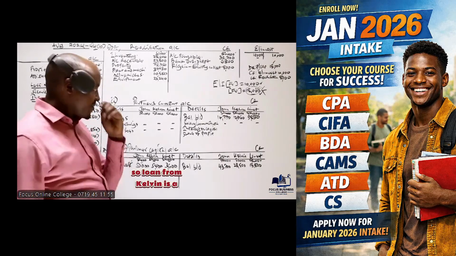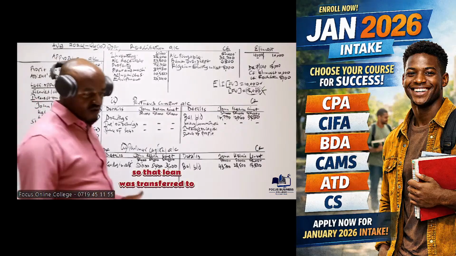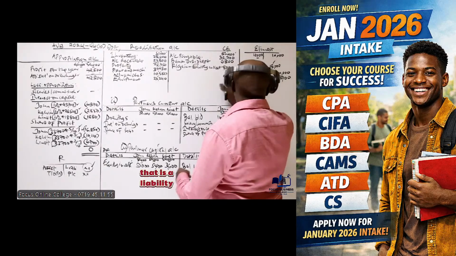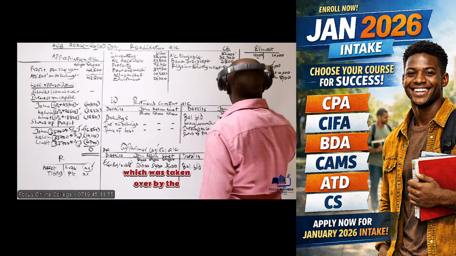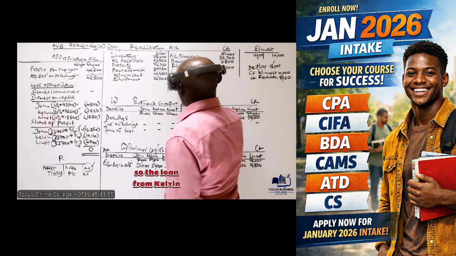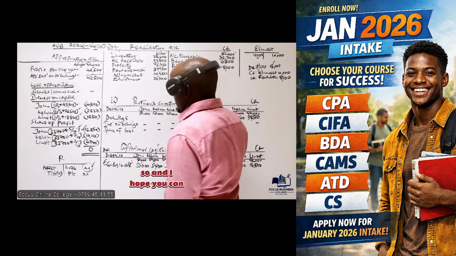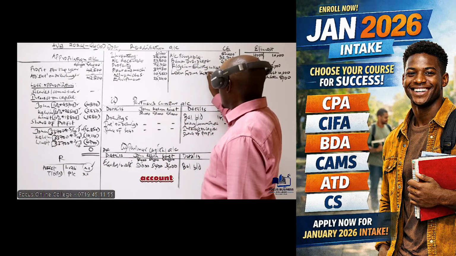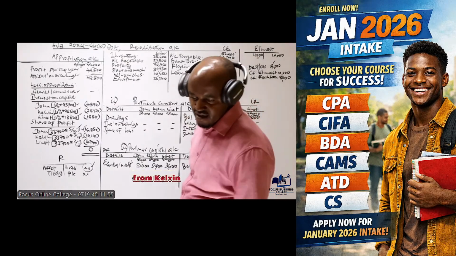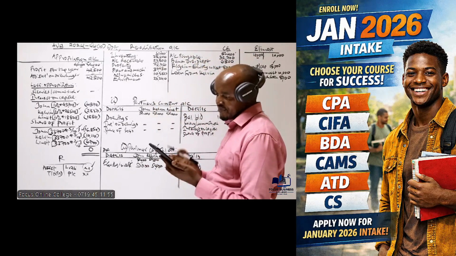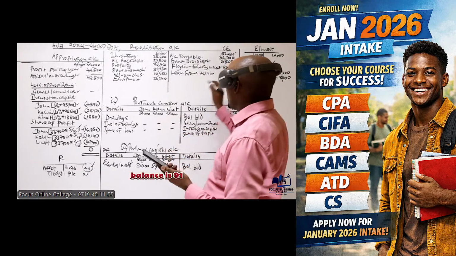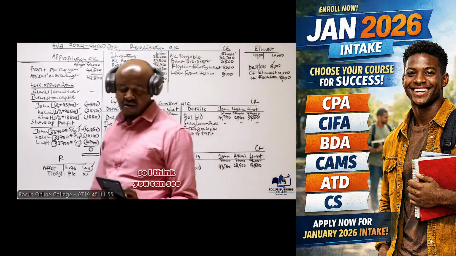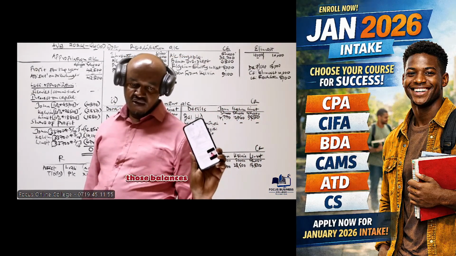carrying amount. So loan from OLD is a liability. That loan was transferred to the new company. That is a liability which was taken over by the new company. I hope you can remember that liabilities taken over by the new company should be credited in this account. So how much is the loan from OLD? The last item in the trial balance is 91. So that is the liability which was taken over by the new what? By the new company.